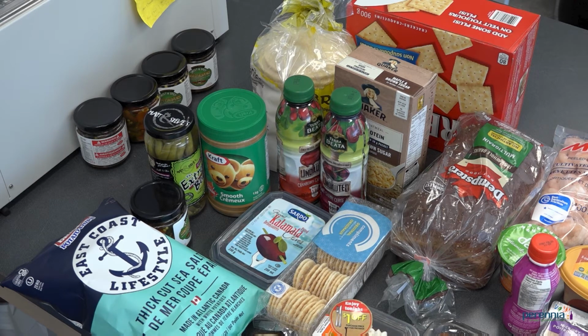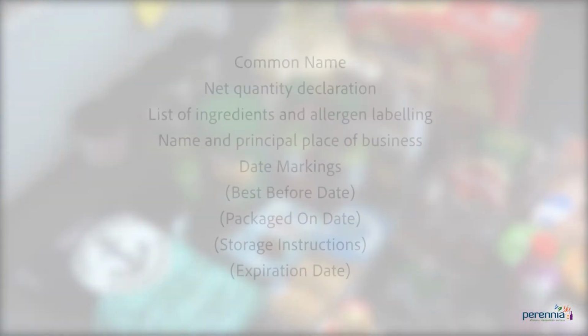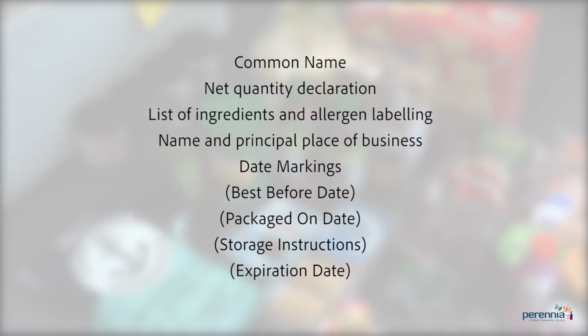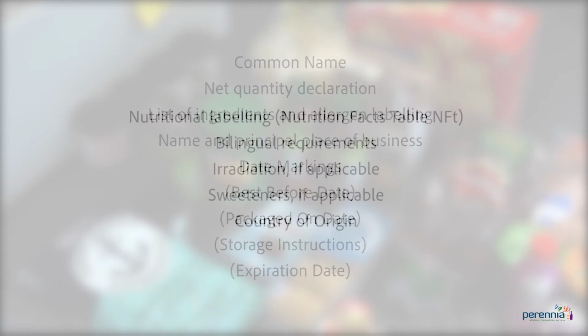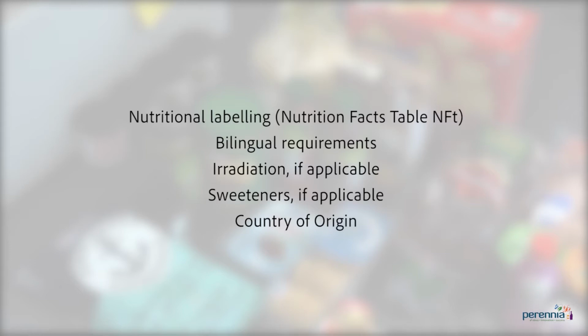As per the CFIA's Guide to Food Labeling, the core mandatory labeling requirements are common name, net quantity declaration, list of ingredients and allergen labeling, name and principal place of business, date markings, best before date, packaged on date, storage instructions, expiration date, nutritional labeling, known as the nutrition facts table, bilingual requirements, irradiation, if applicable, sweeteners, if applicable, and country of origin. Let's dive into each of these different requirements a little bit more.